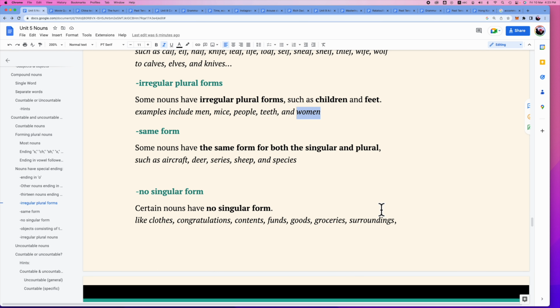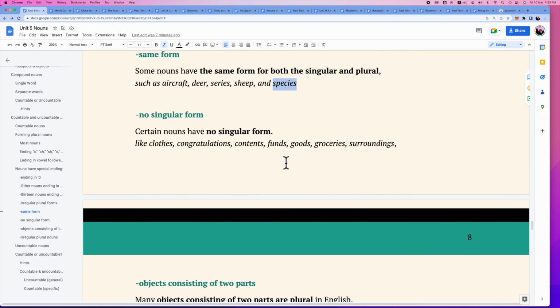And sometimes the nouns in plural form or singular form actually use the same spelling. For example, aircraft, deer, series, ship, species. And some other nouns don't have any singular form. For example, congratulations, clothes, contents, funds, goods, groceries, surroundings.